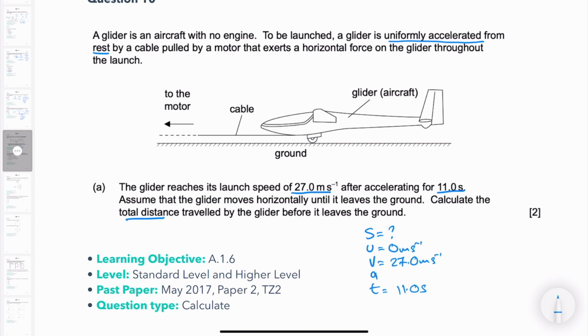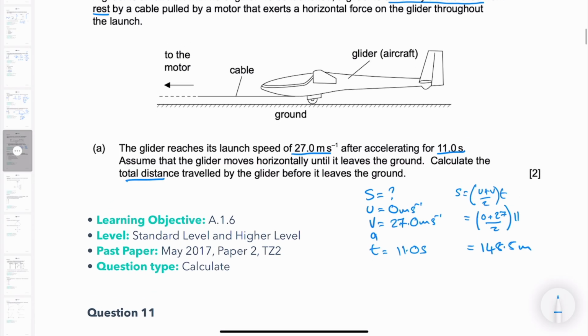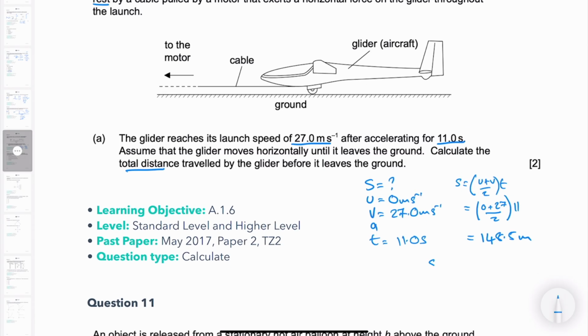So the equation we want to use is S equals (u plus v) over 2 times t. You can get that from your data booklet. So we got (0 plus 27) over 2 times 11, and that gives us 148.5 meters. Everything in the data is given to 3 significant figures, so you should give your answer to 3 significant figures. So S equals 149 meters.